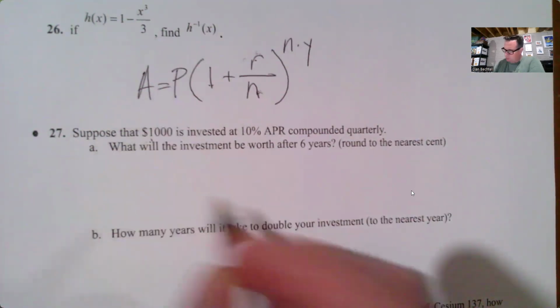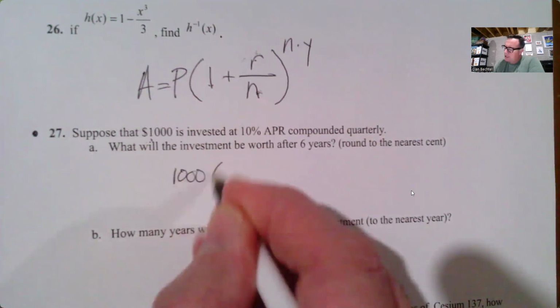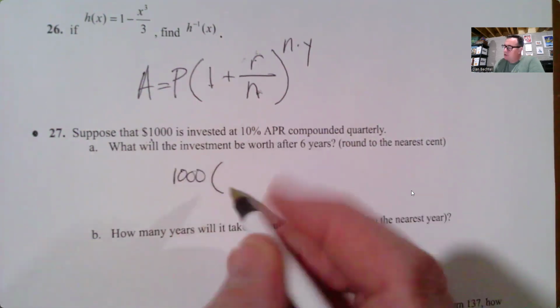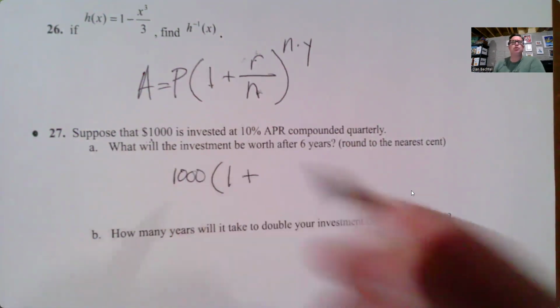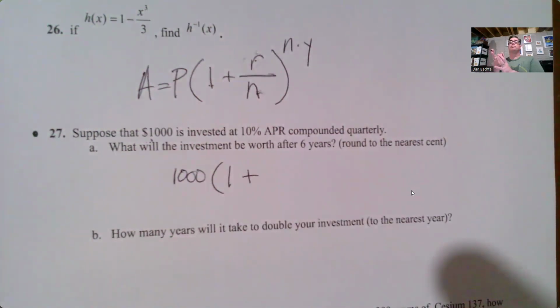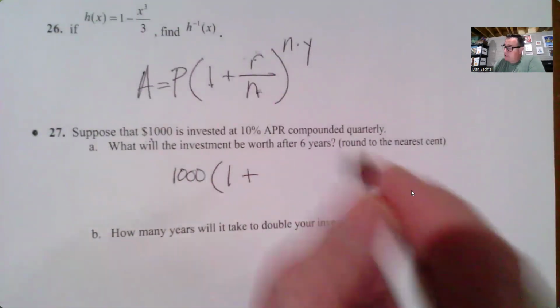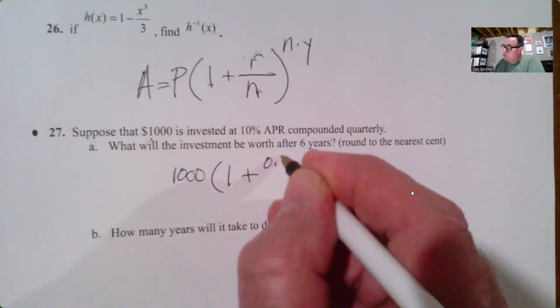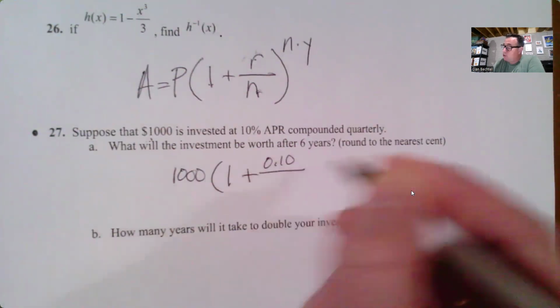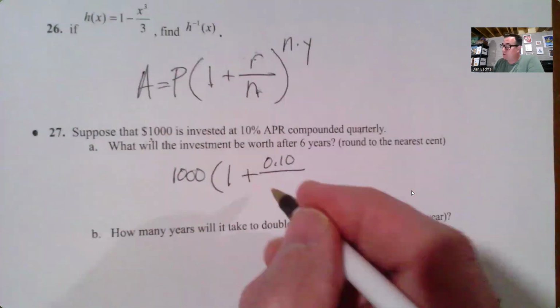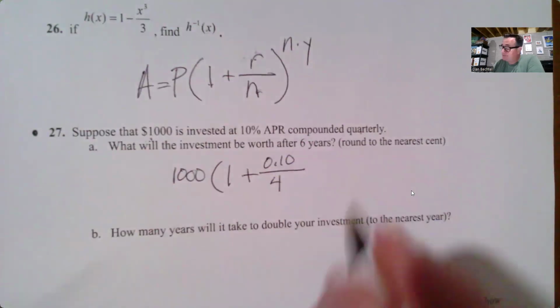So if you're talking about how this would work, we're investing here $1,000. So that's going to be your principal, 1,000 times 1 plus, and we always do 1 plus because you're starting with 100% and adding the percentage that you're getting to that. So 10% APR, that's 0.10, compounded quarterly. Now, quarterly is 4 times a year, so I'll put that on the bottom of my fraction.